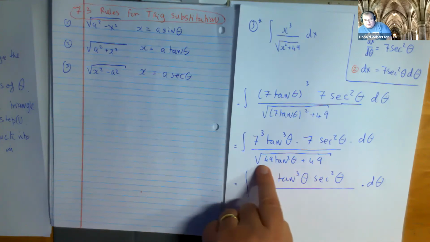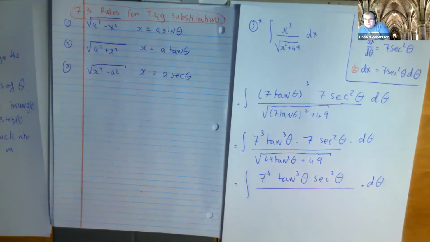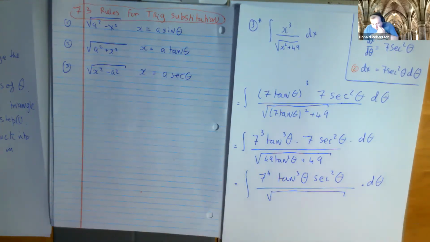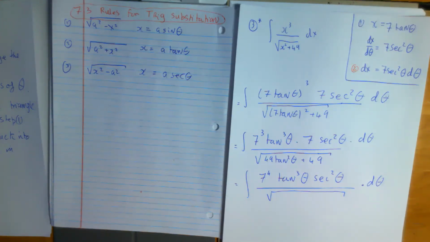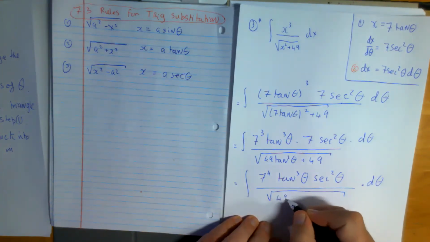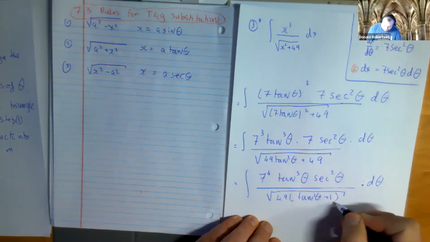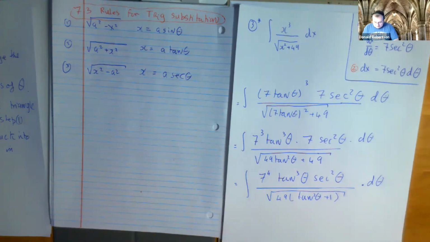What about the thing inside the square root? Is there anything you could do that might make that a little bit nicer? 49 tan squared theta plus 49. Anything come to mind? Take out the 49 and then square root of 49 is 7. Oh, yep, I totally agree. And we will do that. But right now I'm just going to leave it like that for a second. But you're right, the square root of 49 is going to be 7.